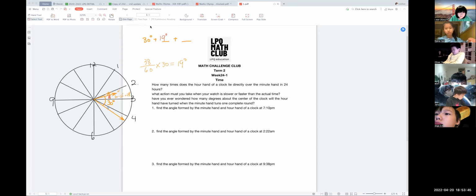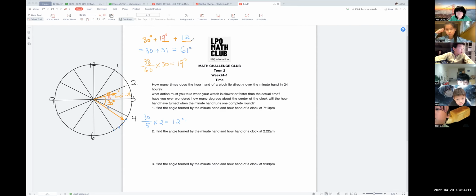So let's take a look at the blue part. The blue part is 2:22. So this is 20, 21, 22, 23, 24, 25. So this one has been cut into 5 pieces. So 30 divided by 5 times 2. So the answer is 12 degrees. So basically it's 30 plus 12 plus 19, which equals 61 degrees.